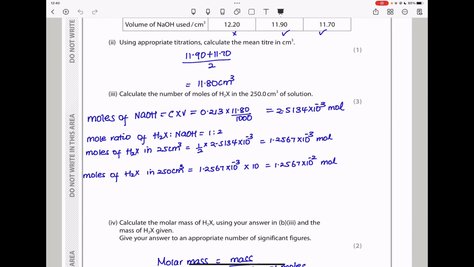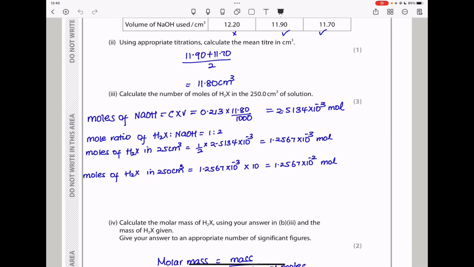solution. We know the number of moles is concentration times volume, and we were given the concentration, which is 0.213. The volume we have calculated is 11.8. We divide this by 1,000 to convert this into decimeters cubed. Those are the number of moles of the sodium hydroxide.